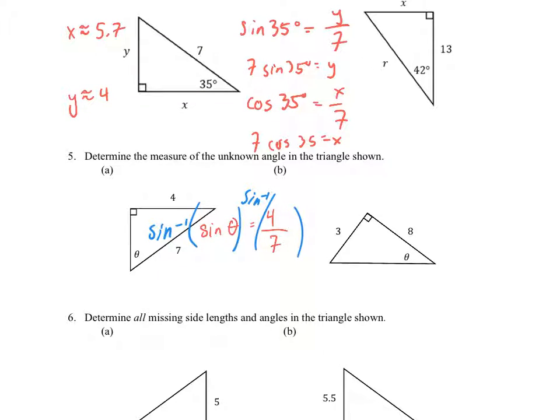The sine inverse of the sine of theta, what's theta? It's the idea that the function cancels. So we get theta equals the sine inverse of 4/7, which is again approximately 34.8 degrees. I will leave part B for you to practice if you struggle with part A. The answer for part B, though, is 20.6 degrees.